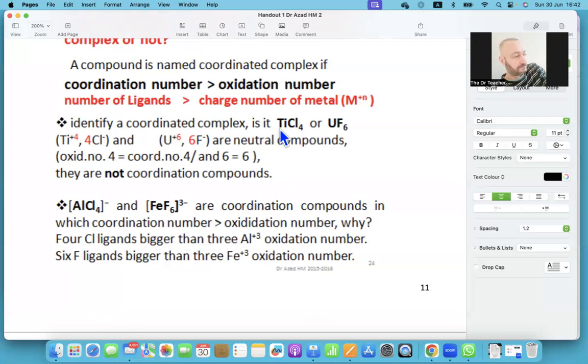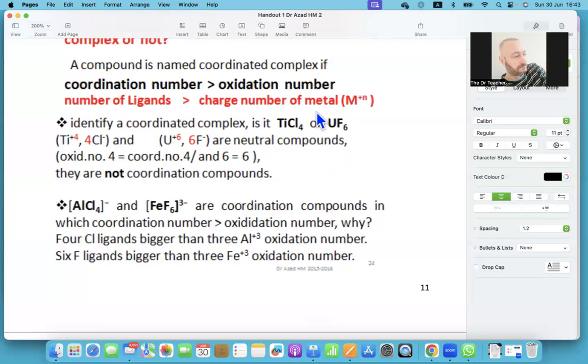Why? Because the overall charge is 0. So when the overall charge is 0, it means half of the molecule is known. The other half we can know from counting the oxidation number or the charge of the other known atoms. So coordination number is 4. Oxidation number is +4. So 4 and 4. So it will be not a coordination number, not a coordinated compound.